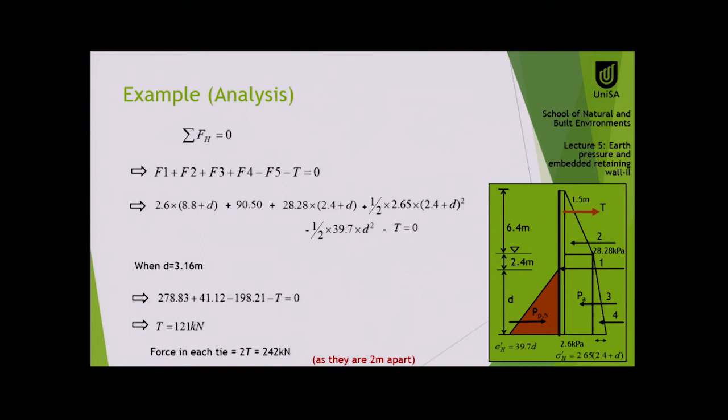Now once we know the d, let's say d is known, then we can draw the pressure diagram again with exact numbers. Then if we take the summation of horizontal force equal to 0, we will find T. If we go back to the exam question in 2013 or 14, we will see I gave you a d, a known d of 3.16 for example, and I asked you to calculate T. So the problem becomes very simple, but you still have to draw the pressure diagram, otherwise you can't do it.